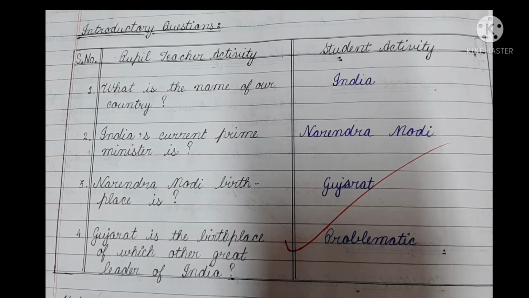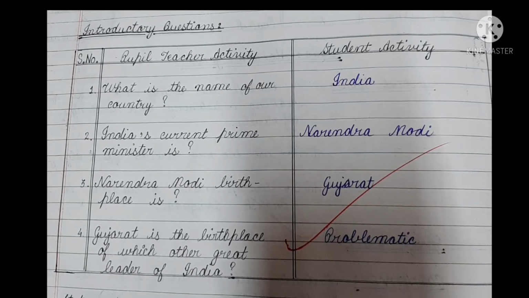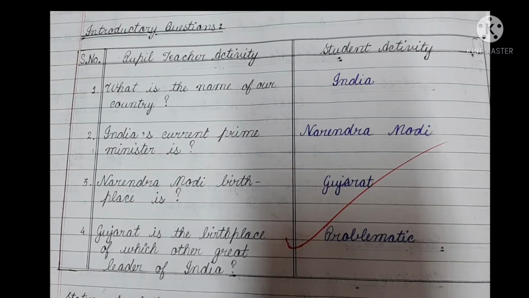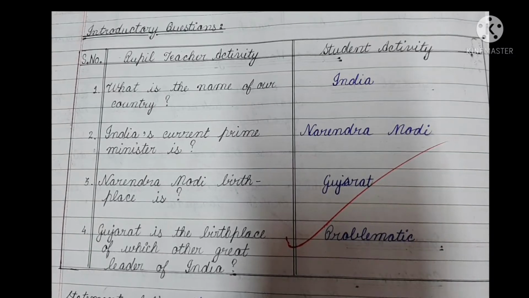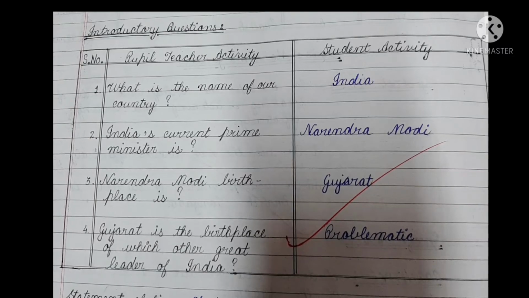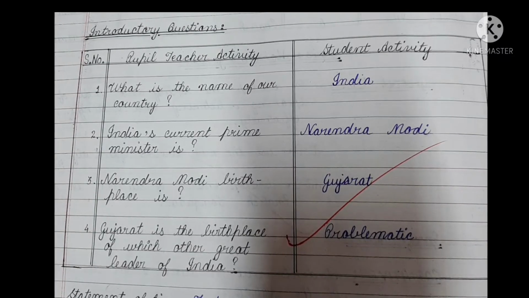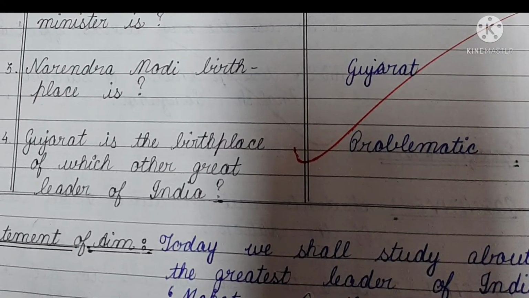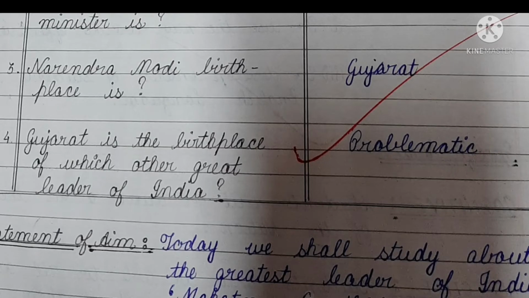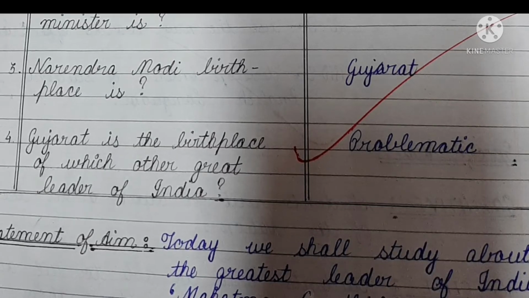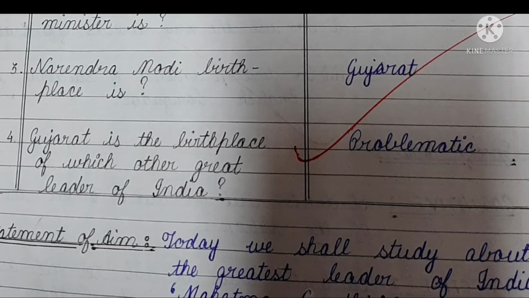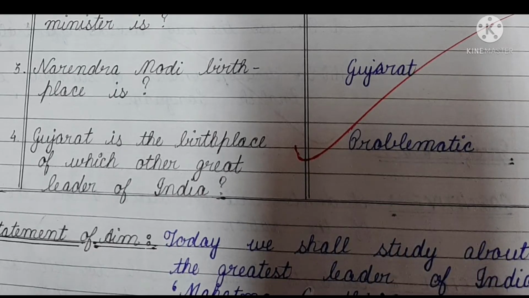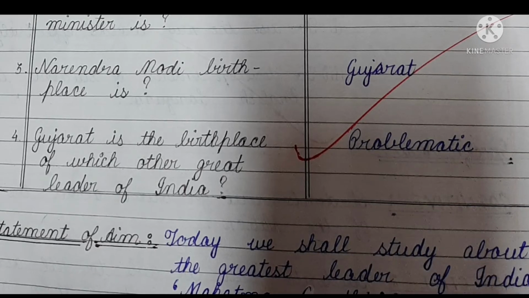So our next question will be linked with the answer of the previous question. What is the birthplace of Narendra Modi? Students will be answering Gujarat. So again you can see your next question is linked with the previous answer. Gujarat is the birthplace of which other great leader of India? So now this is getting complicated and students will not be able to answer. So this will become your problematic question.